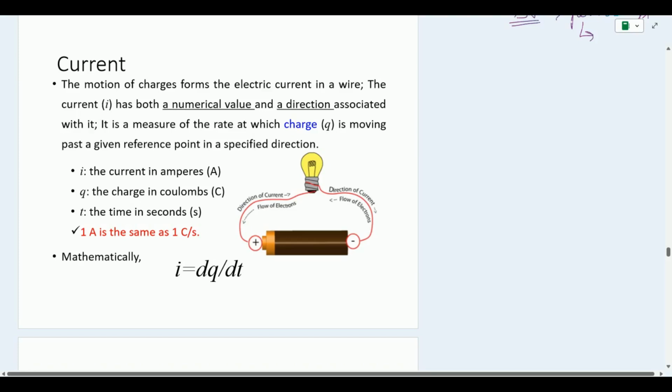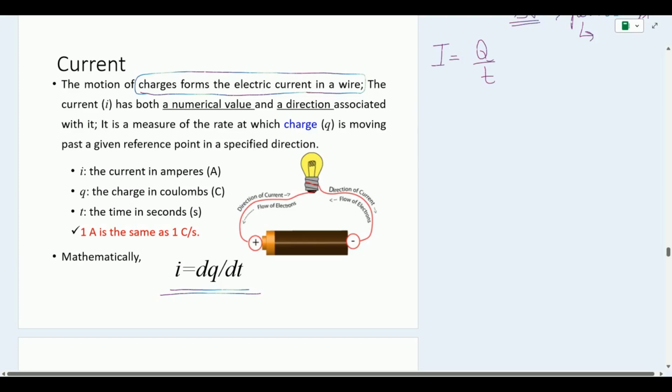So we say that whenever the charges are in motion, they generate an electric current in any medium. In this case, we consider it as a conducting wire. So current is mathematically represented as the rate of flow of charges. So if I want to know what is current, I can write it as the rate of flow of charges.